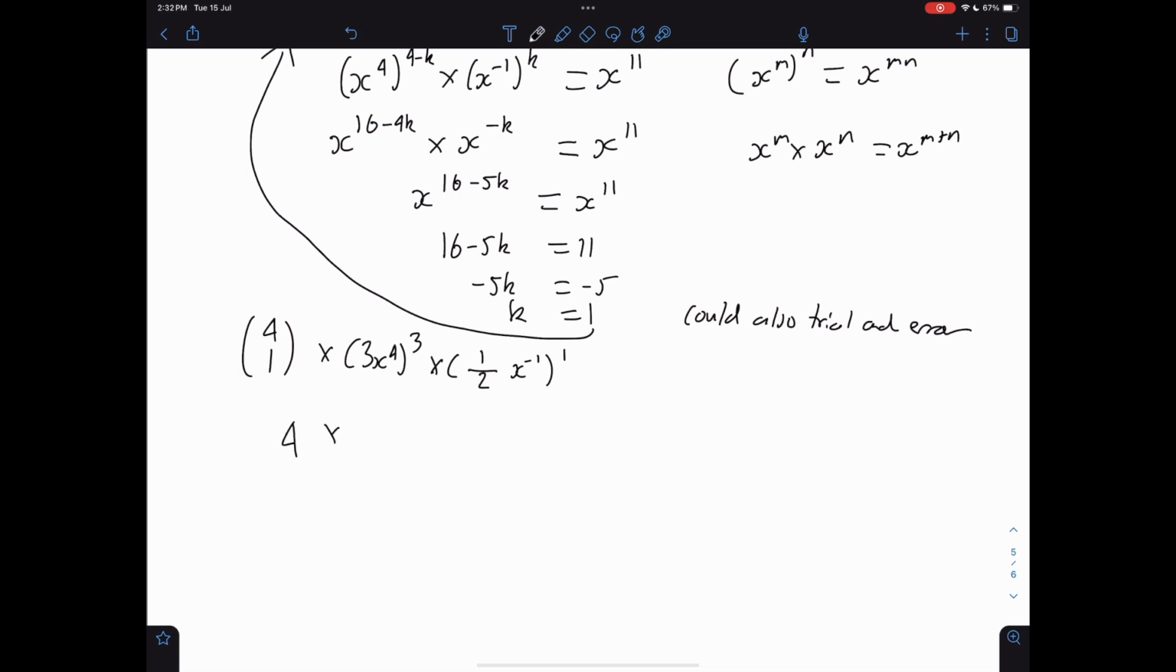And this is going to be 4 times 27 times 1/2. So that's going to be 54. And, well, you know you're going to have x to the 11 on both sides, hopefully. And your coefficient is there. But it asks for the term, so you leave your answer as 54x to the power of 11.